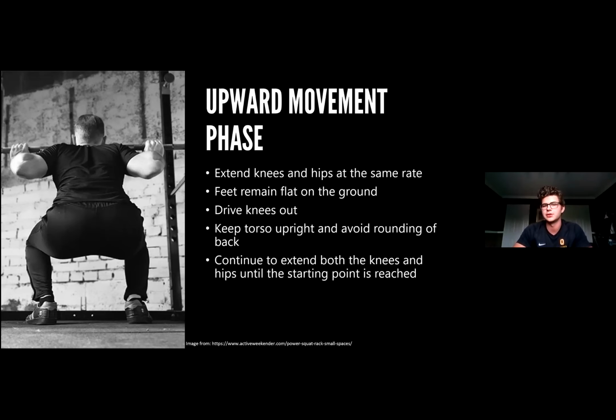Here we're keeping the torso upright still and avoiding rounding of the back. When we're coming up, we're extending our hips and knees, but we're not extending our thoracic region. We just want to make sure that it stays straight and we have a neutral spine. We're going to continue to extend both the hips and the knees until that starting point is reached again.